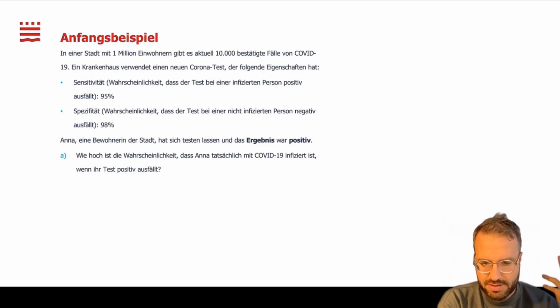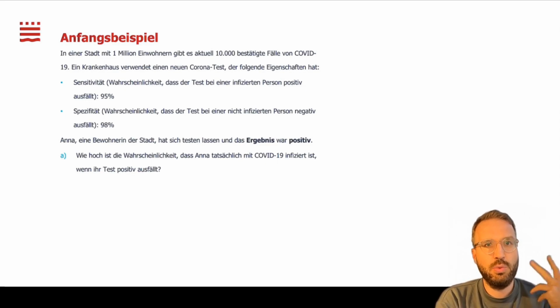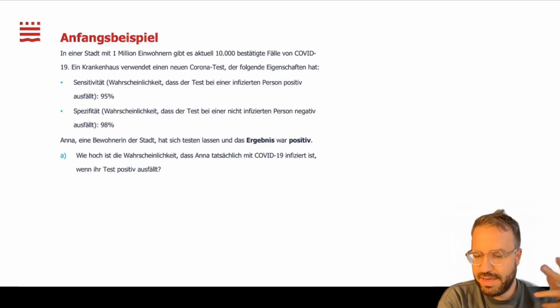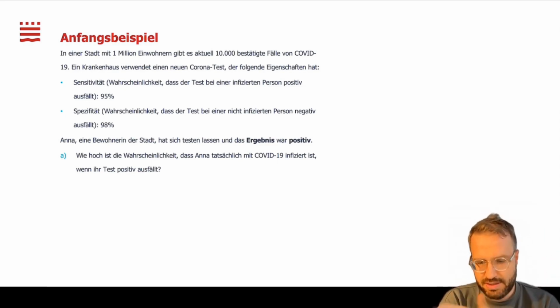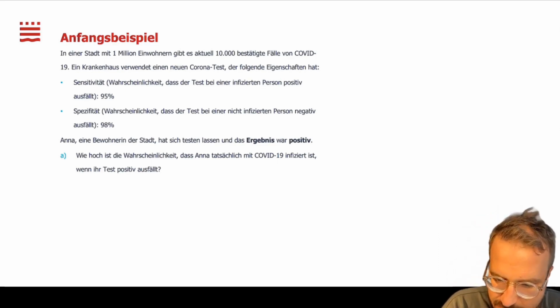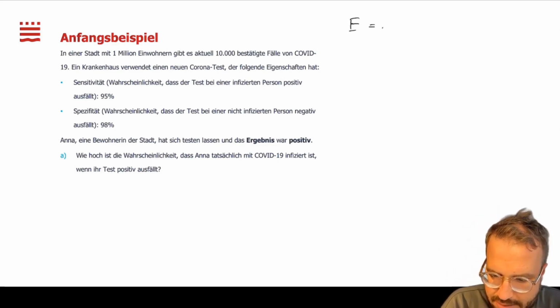And now we first need to consider what our E is, so what our partition is. And we can basically divide all people into infected and non-infected, so E is infected.